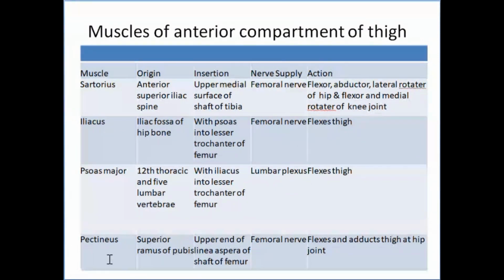Then we have the pectineus. The pectineus is a muscle which lies between the anterior and medial compartments. It comes from the superior ramus of the pubis. Where is the insertion? It is the upper end of the linea aspera. If you see the figure, in some figures they have mentioned it as the pectineal line. It will also do flexion and adduction of the thigh. Why adduction? As I told you, it is between the anterior and medial compartments, so it has the additional action of adduction.